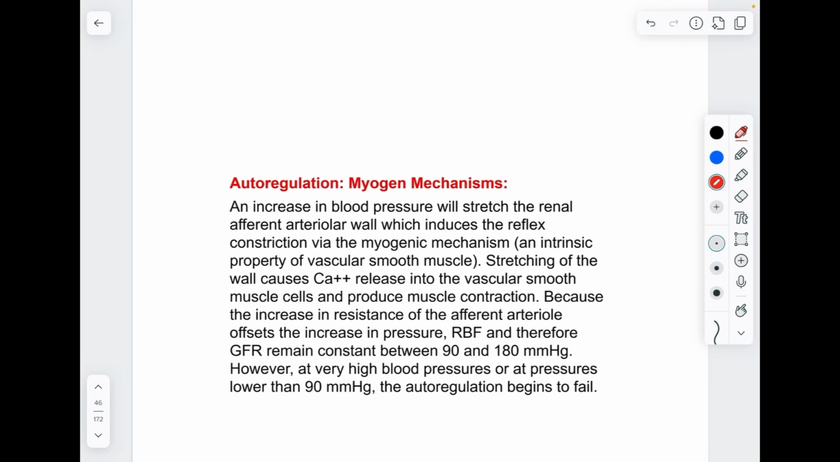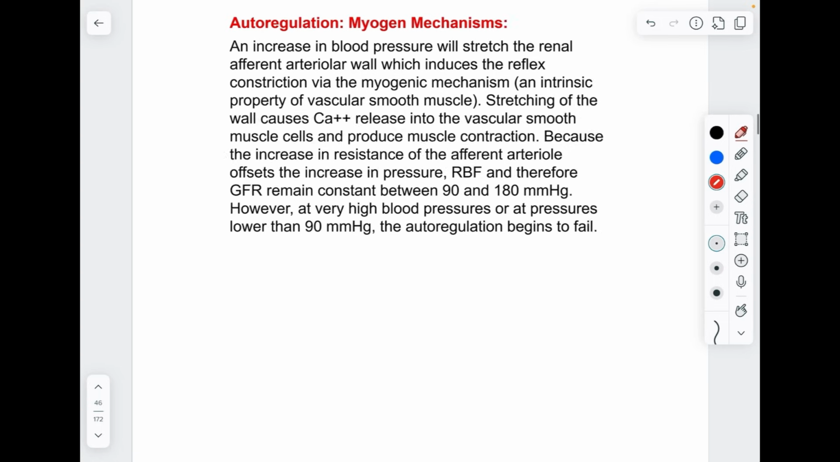Now, if you have high pressure, high stretch, high calcium going into the cell, you get vasoconstriction. If you have vasoconstriction of the afferent arteriole, do you guys remember what happens? When you constrict upstream of the glomerulus, both renal plasma flow and the glomerular capillary pressure will decrease. So you will have a decrease in GFR.